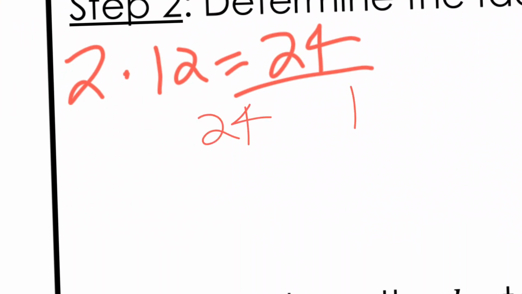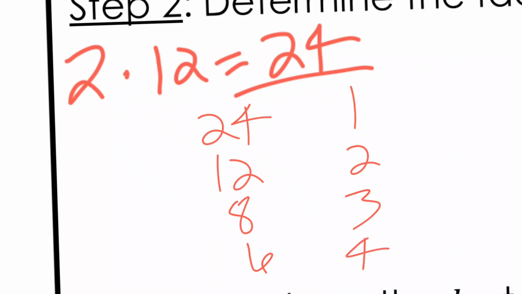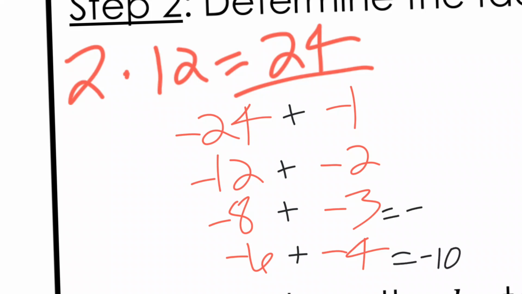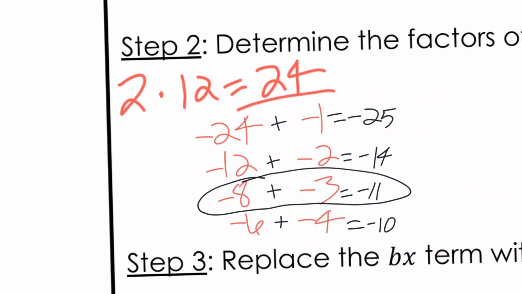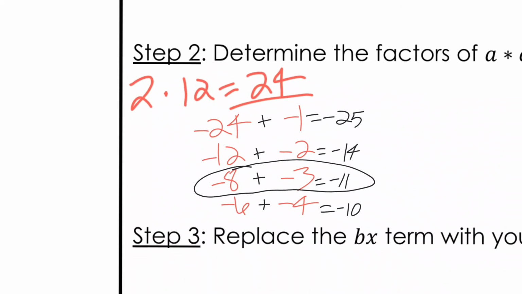24 is 24 and 1. It's 12 and 2. And 8 and 3, and 6 and 4. It was a positive 24, but it was a negative 11 in the middle, meaning all of these factors need to be negative. If I add each pair together, I'll get negative 25, negative 14, negative 11, and negative 10. So the answer to what are the factors of a times c that add up to b would be negative 8 and negative 3.